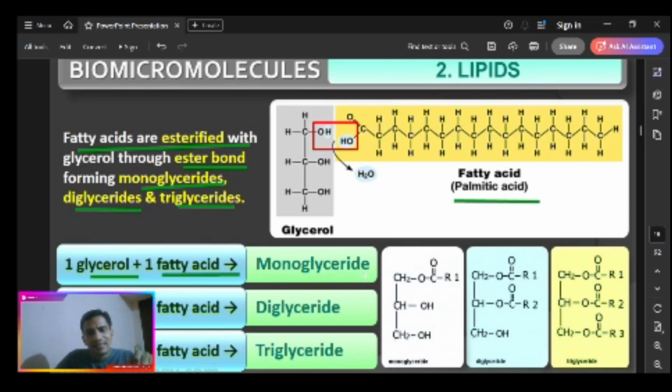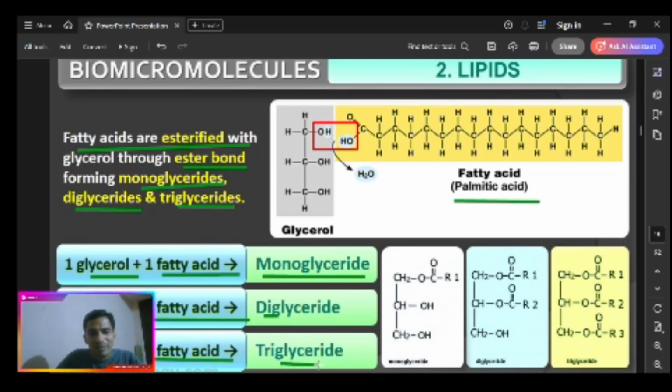In the same way, diglyceride means two fatty acids. Di means two. The glycerol is common; the matter is how many fatty acids are there. Two fatty acids with one glycerol is a diglyceride. Three fatty acids is a triglyceride.